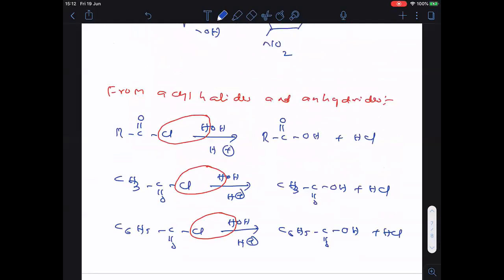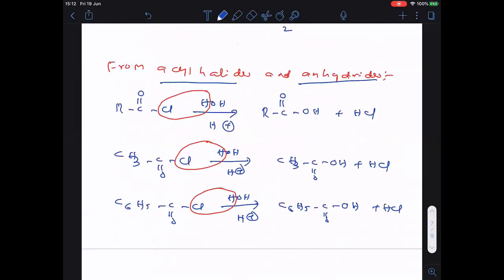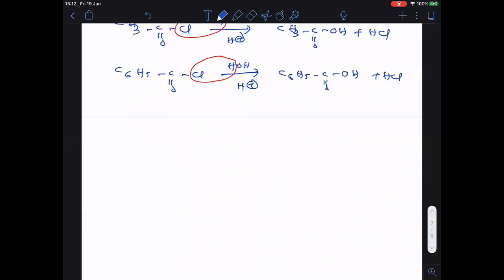Completed. Now the heading is acyl halides and anhydrides. So let us see about the anhydride. First of all, what is the general formula of the anhydride? This one you see. This is the general formula of the anhydride.